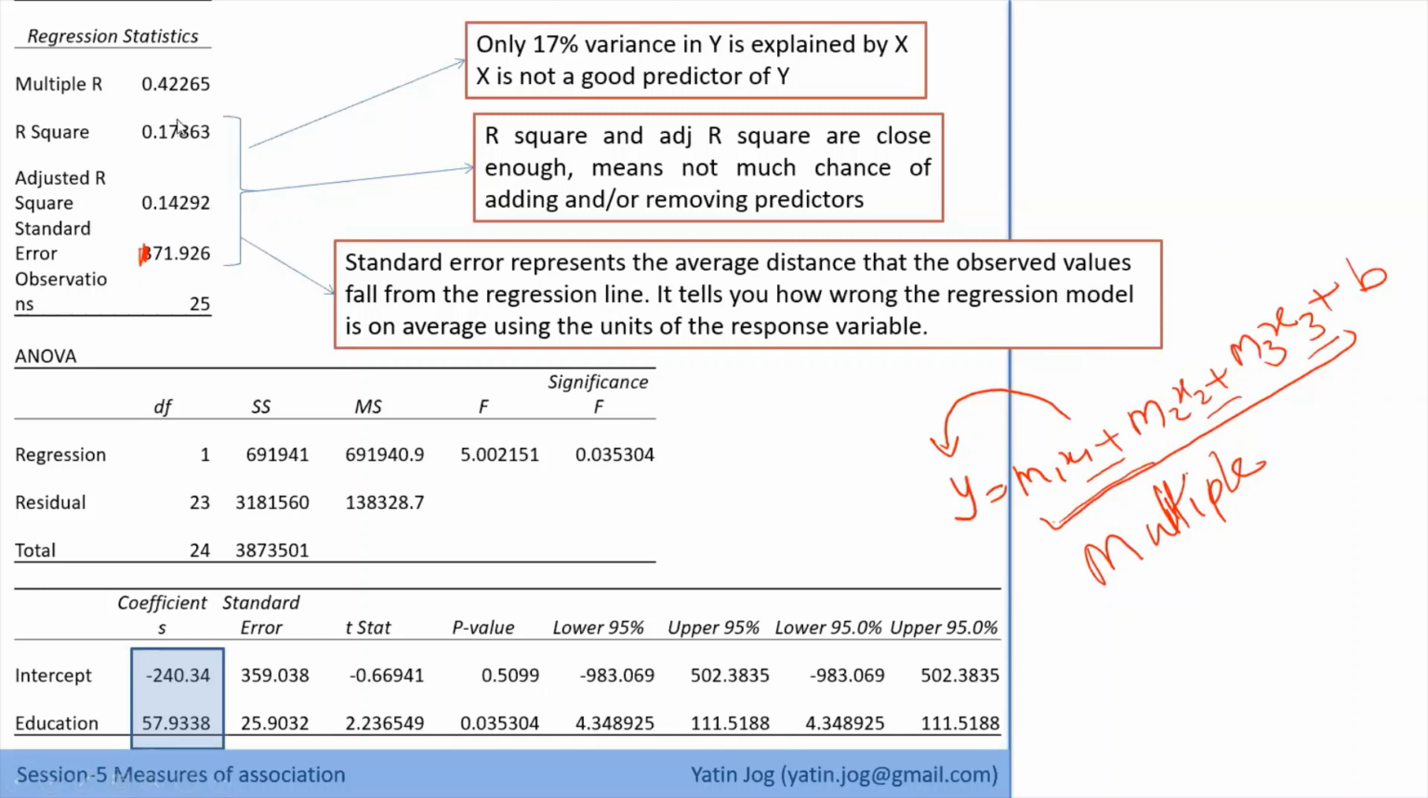Now, because this is a single variable, I'll not go into this difference. I'll not say that our independent variable, which is education, is a good predictor of y. No, I cannot say that. Adjusted R square comes in the picture only in case of multiple regression.